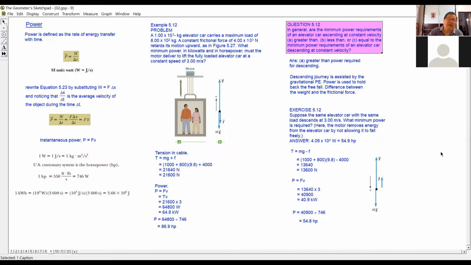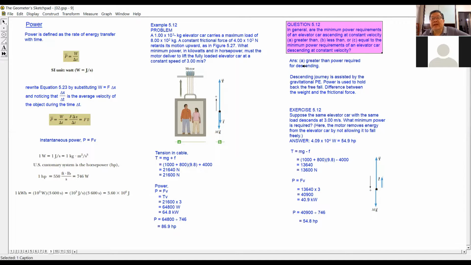Now, when you are moving downwards, the cable is not exerting a big force because it is being held by the weight of the elevator and the passenger. The passenger and the elevator are also moving down, so you need less power, right? Going up, you need more power. Going down, the motor is held by the weight of the passenger and the elevator, so you need less power, right?